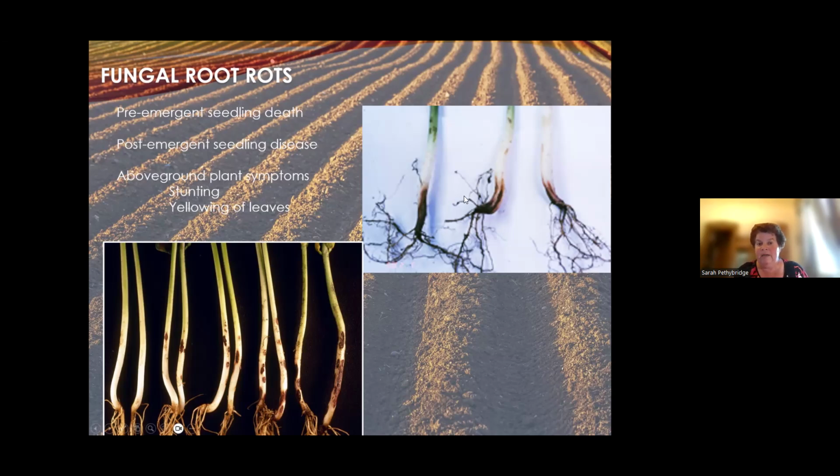This is caused by a fungal root rot caused by the fungus Fusarium, whereas this one on the lower side, you can see these brown spots slightly above the soil line as well. These are caused by another soil-borne fungus called Rhizoctonia solani.